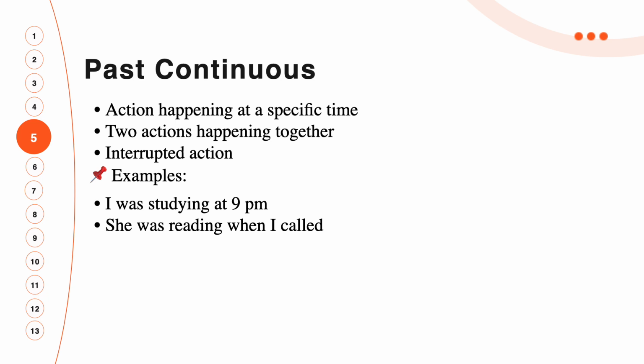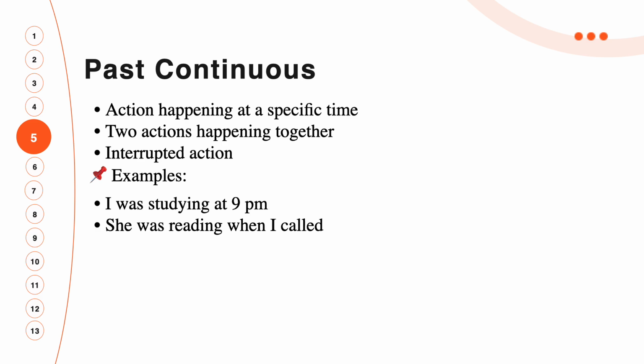So now let's move on to past continuous. Action happening at a specific time. Two actions happening together. Interrupted action. Examples: I was studying at 9 p.m. She was reading when I called.